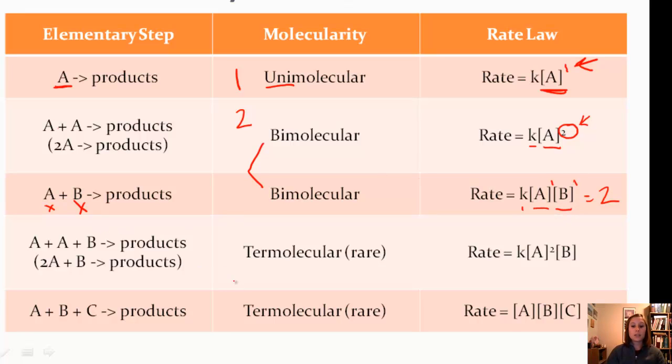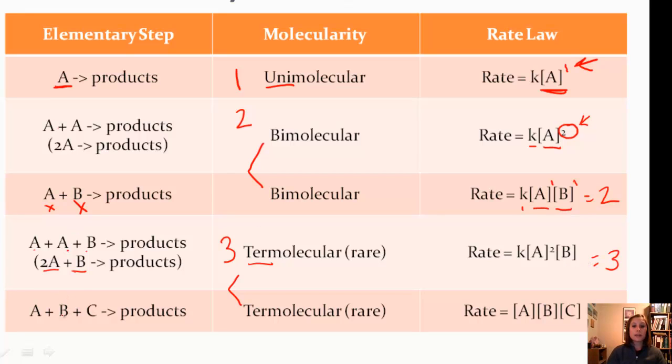Okay, let's look at the third type, which is termolecular. Termolecular is rare. It's hard to combine three things together. And so we've got A plus B, or 2A plus B, forming products. And so the rate law for that is equal to k, A to the second power times B. So third order overall. Termolecular, meaning 3, third order. So they do go together.